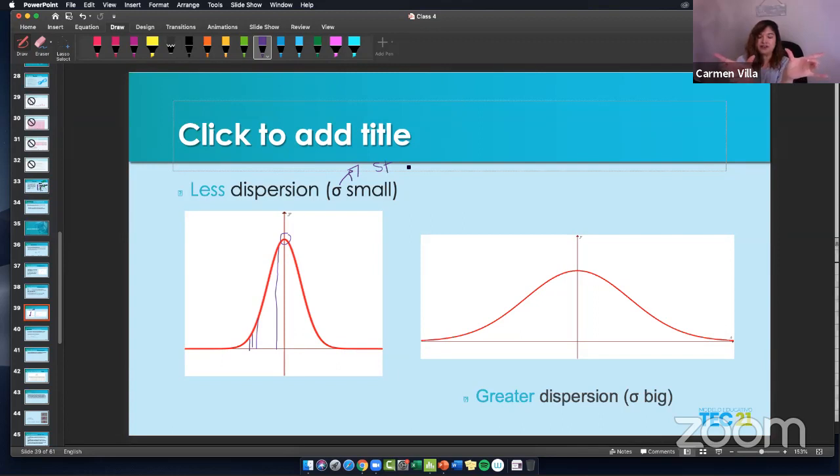So when the standard deviation is small, then instead of being super wide, we have a narrower curve, and in that case, it will look more like a peaky mountain. Very narrow on the base, and you can identify very clearly how high it is.